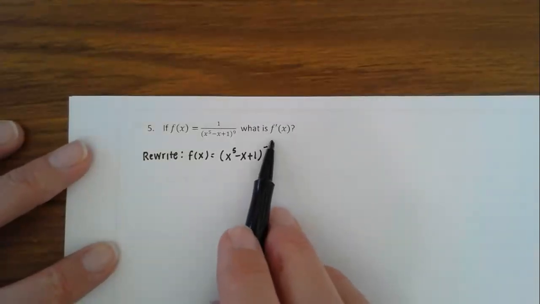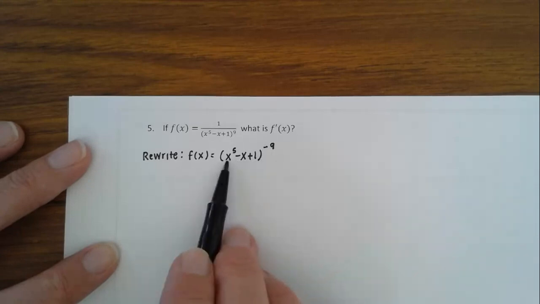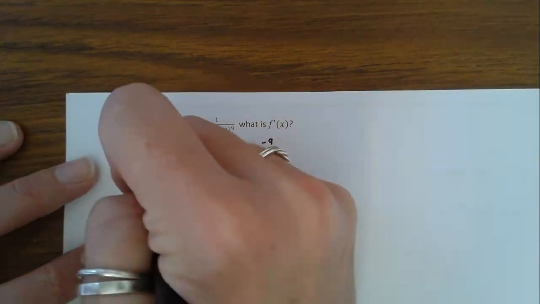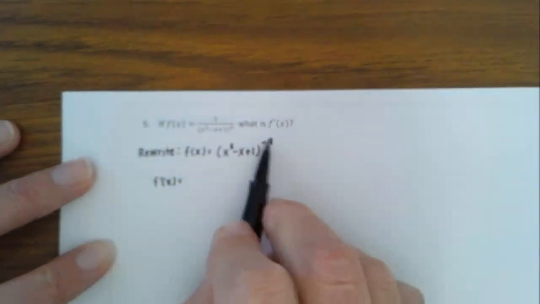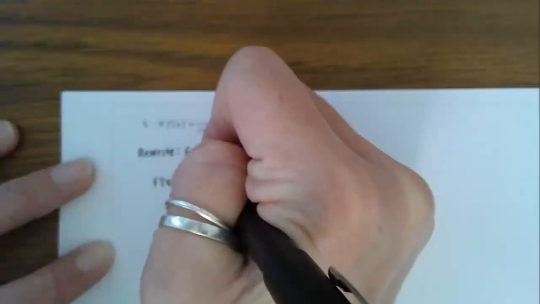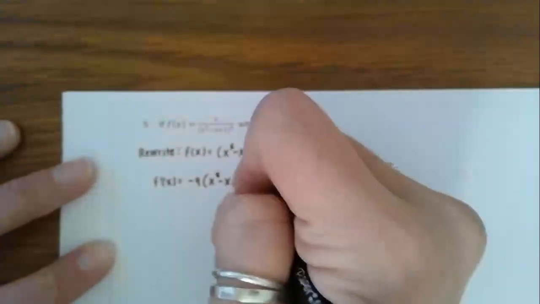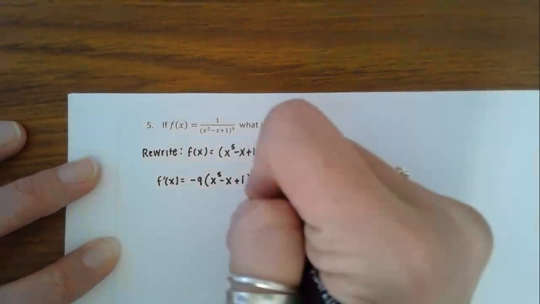So my outside function is this negative 9 exponent, so I'm going to want to use my power rule on that. My inside function is this x to the fifth minus x plus 1, so I'm going to go ahead and start using my chain rule. I'm going to bring down that exponent to be a negative 9 times the quantity of x to the fifth minus x plus 1. Decrease that exponent by 1, so it'll give me an exponent of negative 10.